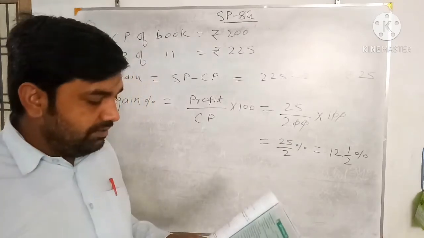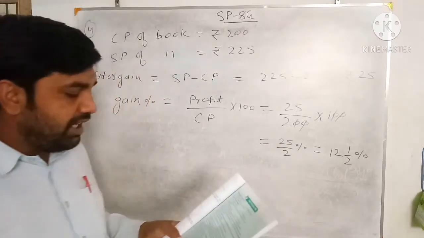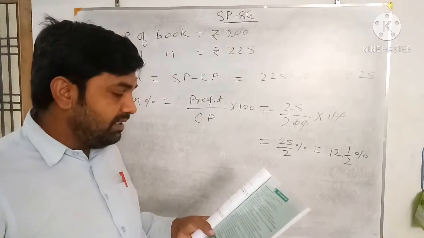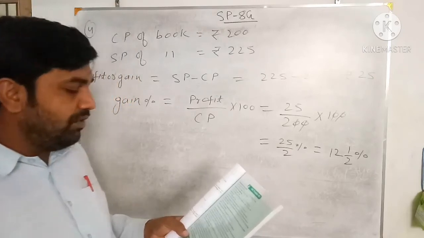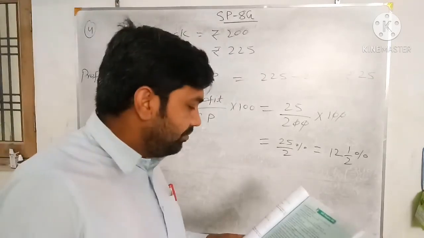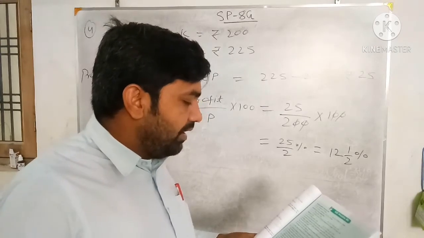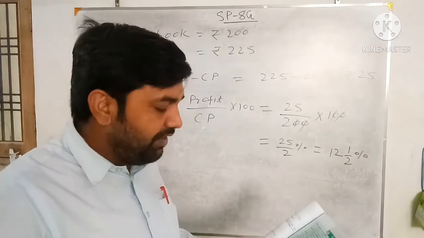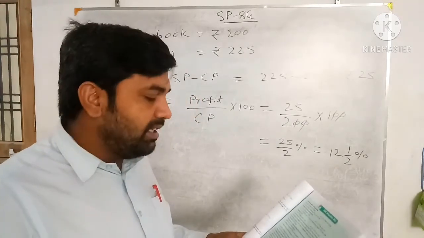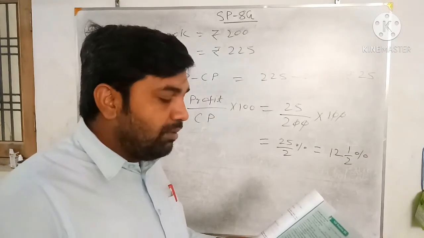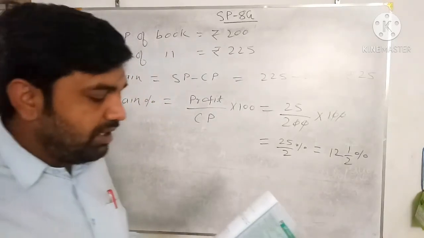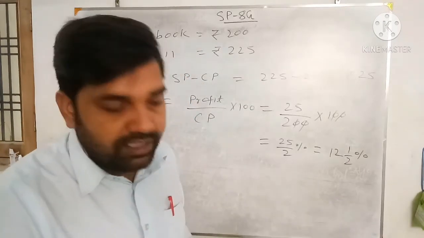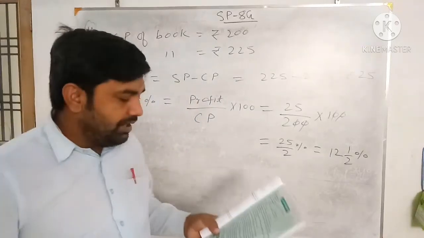See the question number 7. The owner of a cell phone charges his customer 23% more than the cost price. Find the cost price if the customer paid rupees 7,011 for the cell phone. So cost price we do not know, but selling price is given. So now we calculate the cost price because 23% more he has charged, that is the profit. So you take the 23% as a profit and use the formula: cost price CP is equal to 100 upon 100 plus profit percent into selling price. That is given here, 7011. In that way you can do it.